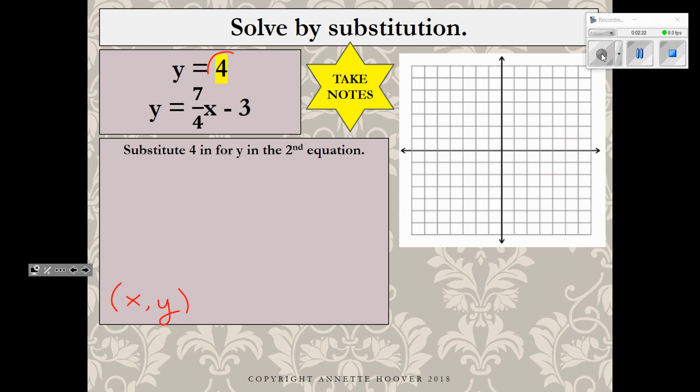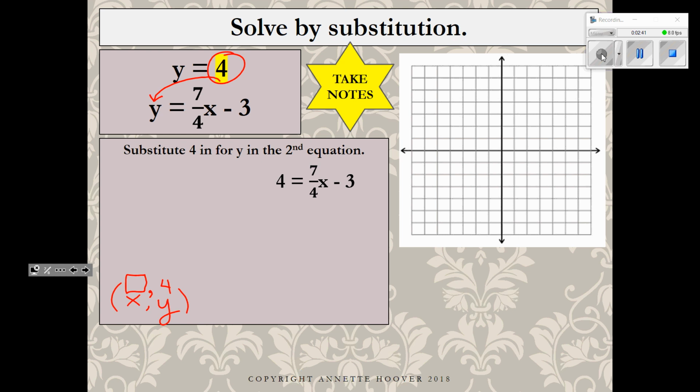This time we're given the y. We know the y is equal to 4, so we're going to put that in for y. We have to solve for the x. So we're going to sub it into y this time. So be careful that you sub it into the correct variable. So when we do that, we have 4 is equal to 7/4 x minus 3.